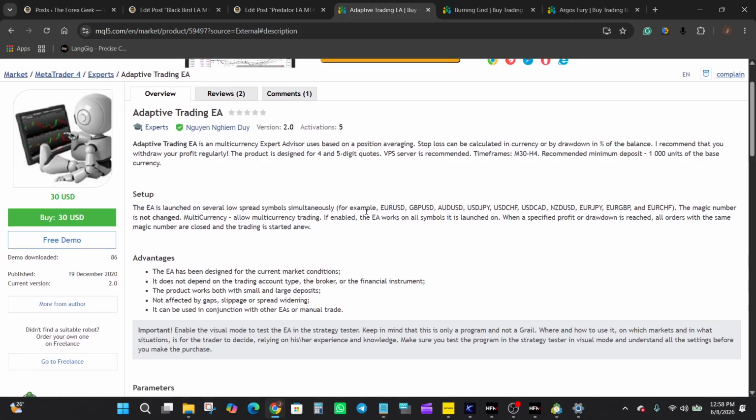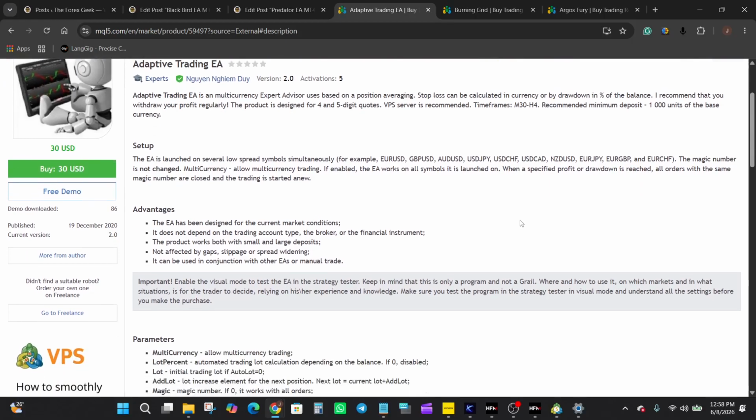simultaneously. Some of the examples provided include EURUSD, GBPUSD, AUDUSD, USDJPY, USDCHF, USDCAD, NZDUSD, EURJPY, EURGBP, and EURCHF. Recommended timeframes range from M30 to H4. All right, from M30 up to H4. You can see that here. And the suggested minimum deposit is 1,000 units of the account's base currency.